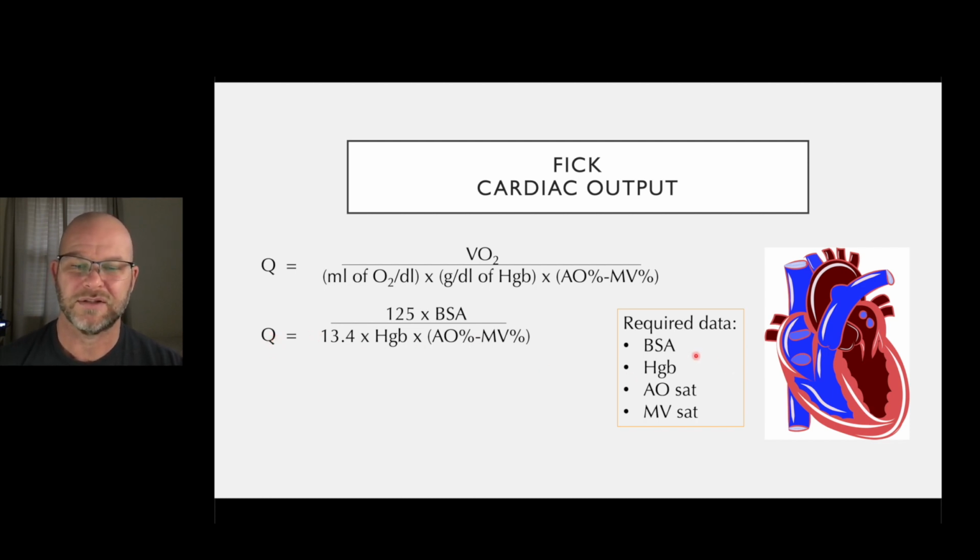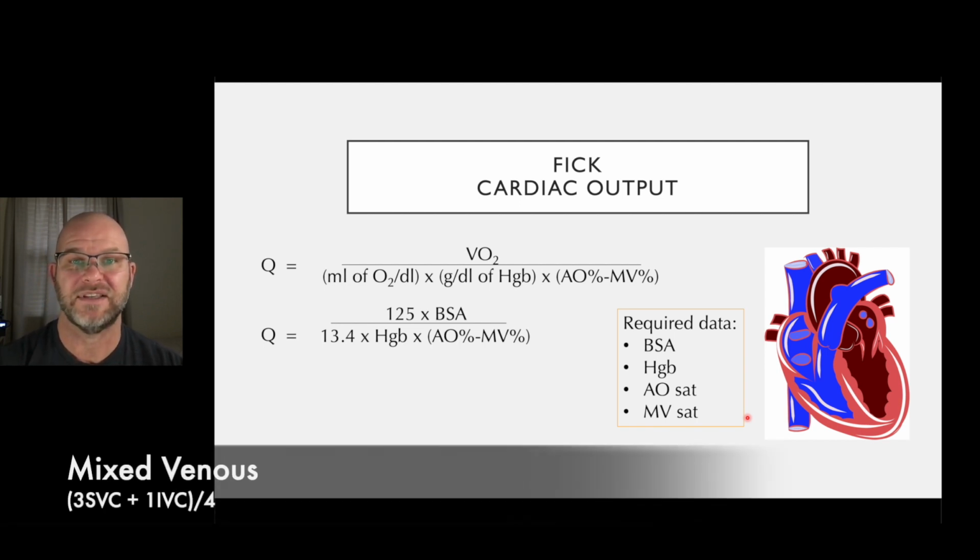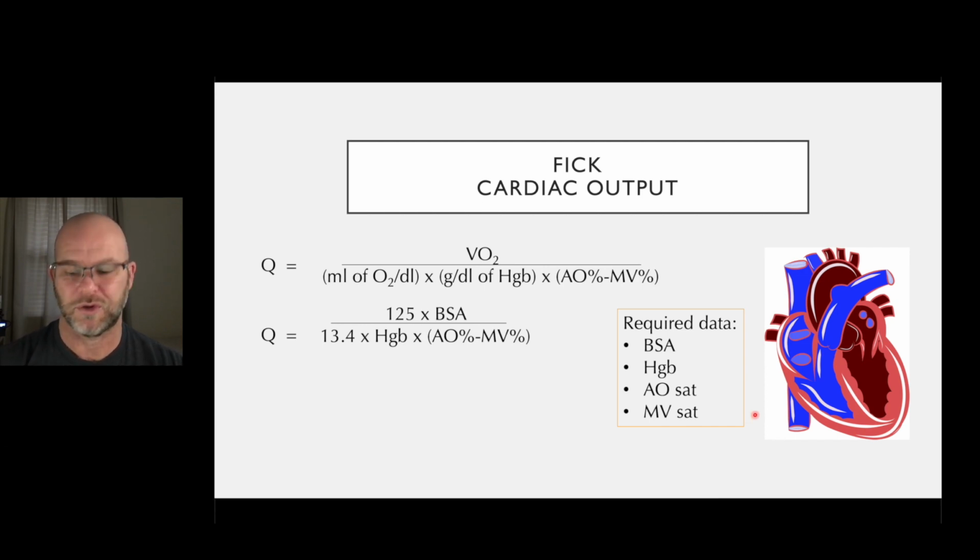So the things that the computer is going to need: your body surface area. If you're in the cath lab and you're not getting the numbers you need, chances are you forgot to put in your height and weight. That's very common. You'll need the hemoglobin, the AO sat, and the mixed venous sat. Your mixed venous sat is the sat. A lot of places we will use the PA because that's the place right before it mixes. A truer one is mixing, averaging out IVC and SVC, mixed from all areas of the heart right before it goes back to the lungs.